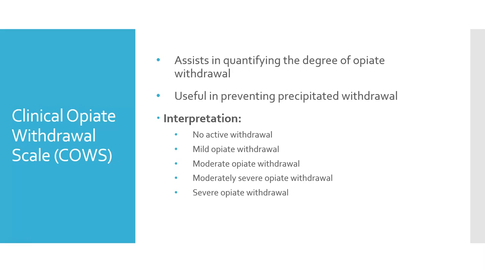So the COWS score measures acute opioid withdrawal and is a useful tool frequently applied for Suboxone starts before it is started. The interpretation is either no active withdrawal, mild opiate withdrawal, moderate, moderately severe, or severe opiate withdrawal.